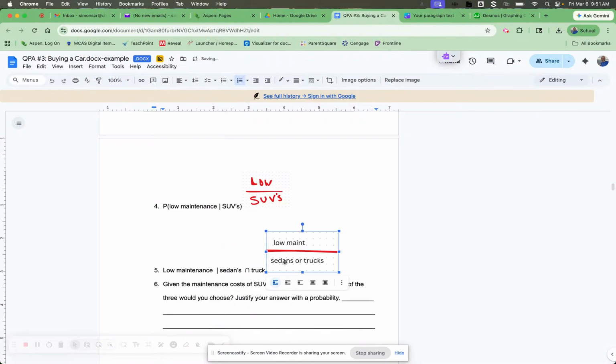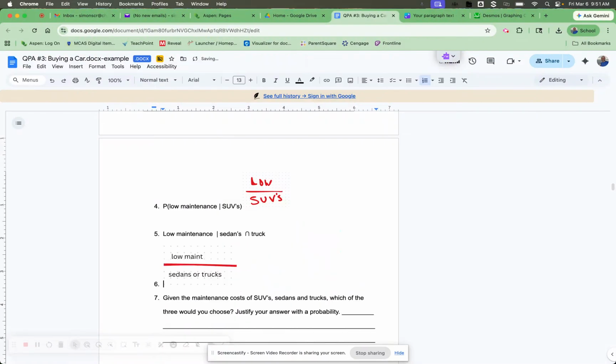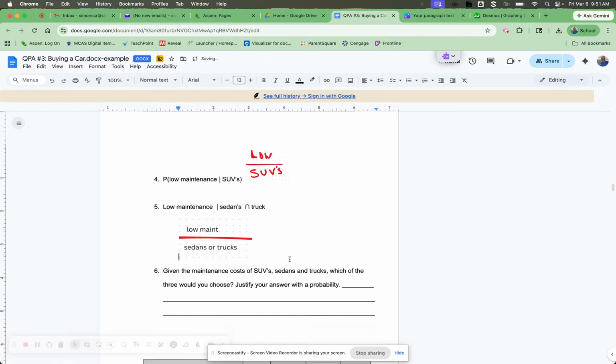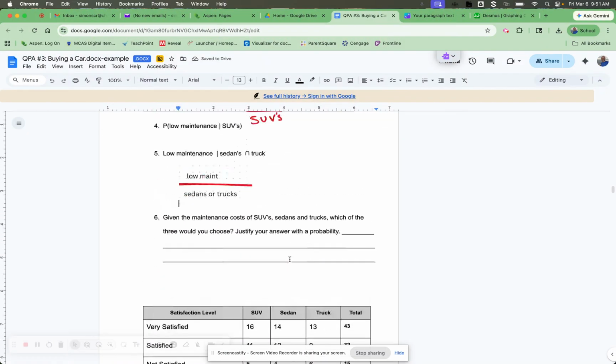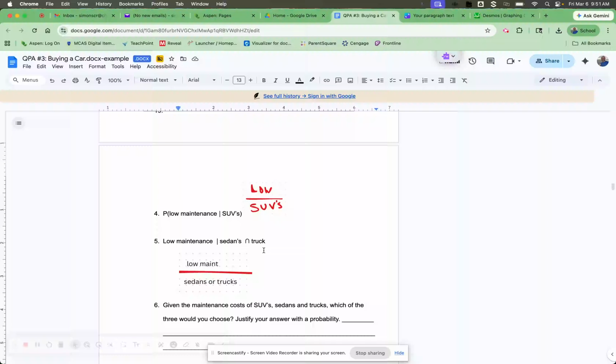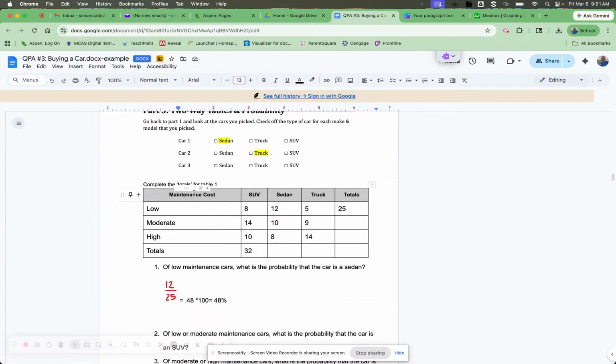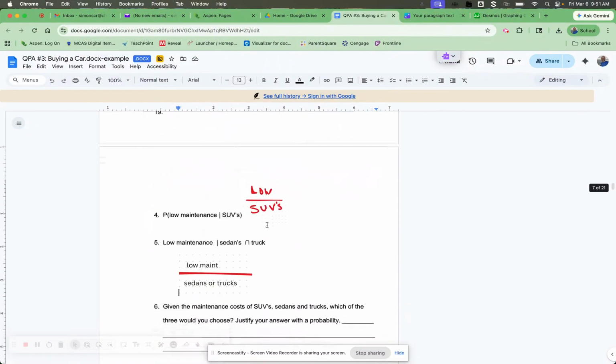You gotta find out how many sedans or trucks there are, and then how many are low maintenance. And then you have to decide which of these you would choose. Based on these details for maintenance, would you choose an SUV, a sedan, or a truck? And make sure you're finding a probability that's going to help explain why you picked that.